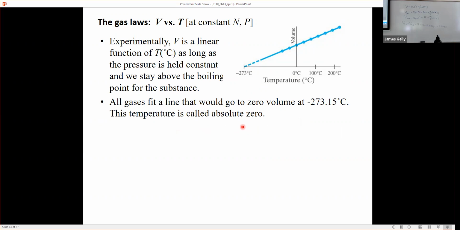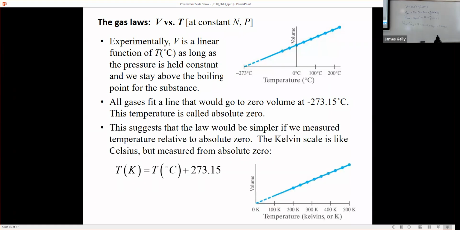We're going to call that temperature absolute 0 and use it to our advantage, because notice this relationship of volume with temperature in degrees Celsius is not too complicated, but I have to use something like y equals mx plus b because it's got a non-zero y-intercept at 0 temperature. Whereas if I call this my 0 temperature down here, then it's simply saying that volume is proportional to temperature as long as I measure that temperature relative to minus 273.15 degrees Celsius, or relative to absolute 0.